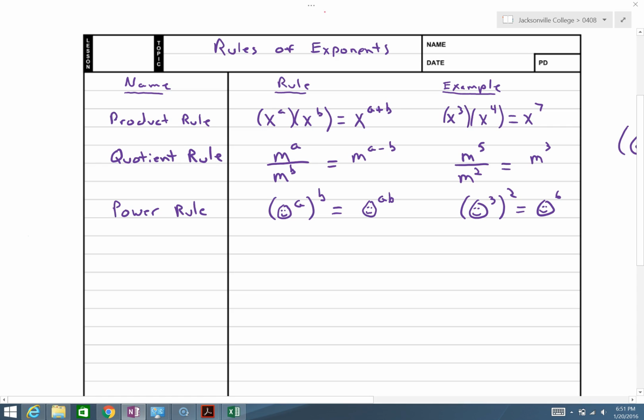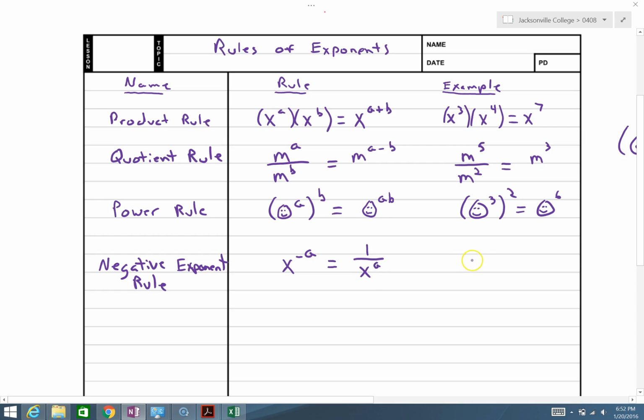Okay. Next, we have what is called our negative exponent rule. All right. If we have anything at all to a negative power, x to the power of negative a, it becomes the reciprocal to that positive power. That is, it becomes 1 over x to the positive a.